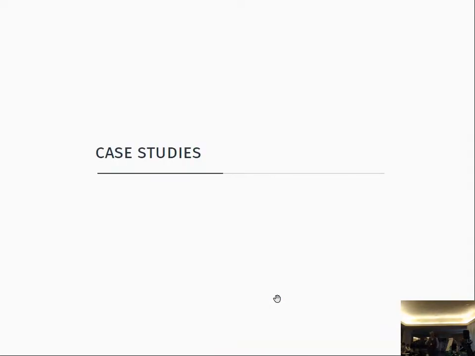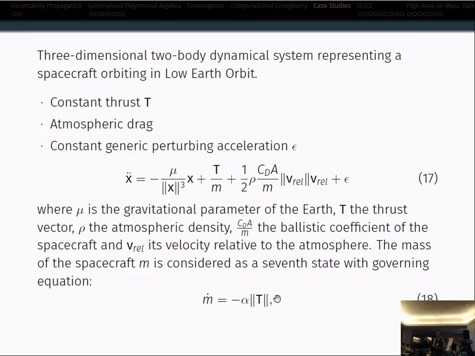Okay, so let me now show you some examples of how this algebra can be used in orbital mechanics. So we recover a little bit of physics here. The first thing that we did was a very simple experiment. We said, okay, we have a dynamical system, which is an orbital dynamics problem, in which we have some drag, a thrust, and a simple two-body problem.